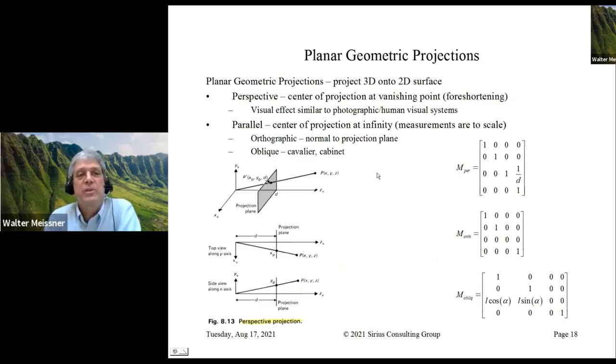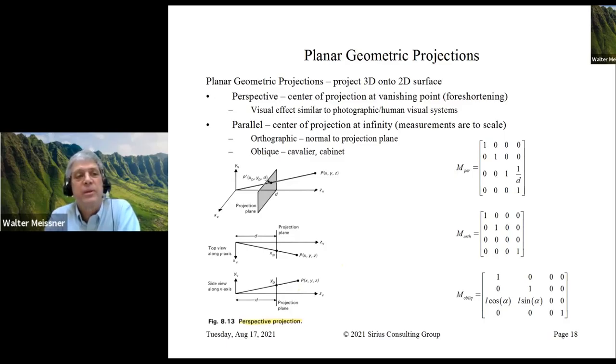Okay, one of the other things that needs to be done is some kind of geometric projection. There are two basic types. One is perspective, the other one is parallel. In perspective, the center of projection is at the vanishing point for foreshortening. This is how most artists do artwork, and it's a visual effect similar to photographic and human visual systems. The other way is parallel, where the center of projection is at infinity. It's usually used for engineering drawings because all measurements are now to scale.